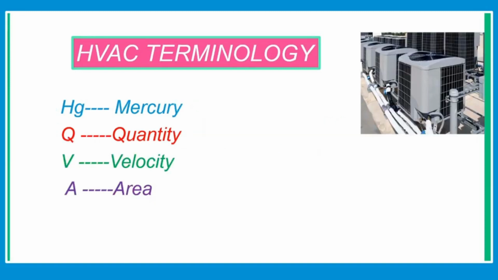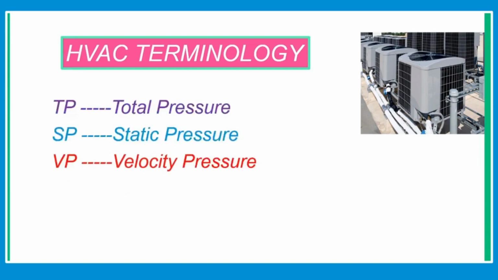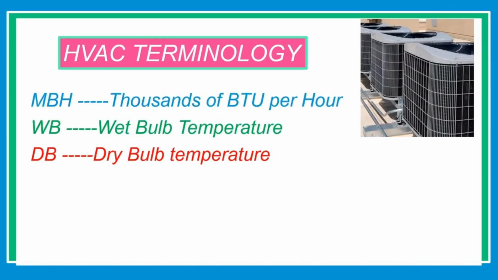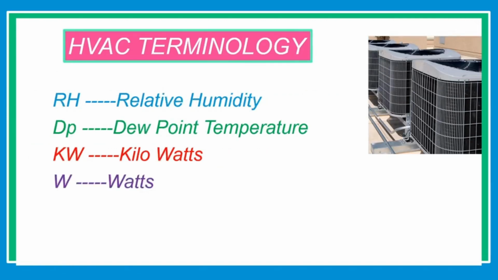Hg mercury, Q quantity, V velocity, A area, TP total pressure, SP static pressure, VP velocity pressure, MBH thousands of BTU per hour, WB wet bulb temperature, DB dry bulb temperature, RH relative humidity, DP dew point temperature.